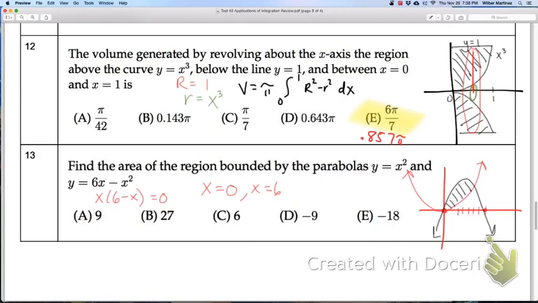So if I do that, I get 6x minus x squared is equal to x squared. If I bring this x squared over to this side, I get 6x minus 2x squared is equal to 0. If I factor out a GCF, I get 2x times 3 minus x is equal to 0. Therefore, my zeros are at x equals 0 and x equals 3. So those are my bounds, x equals 0 and x equals 3.